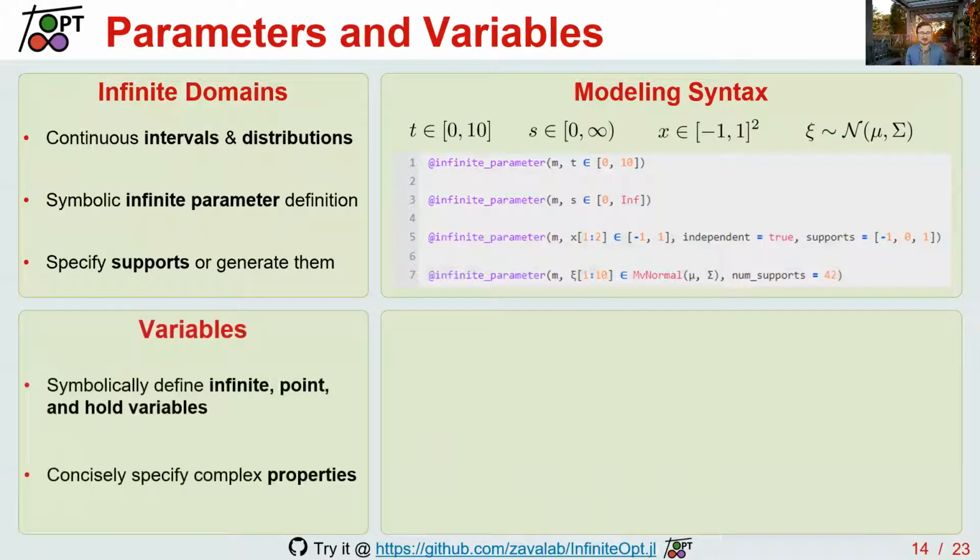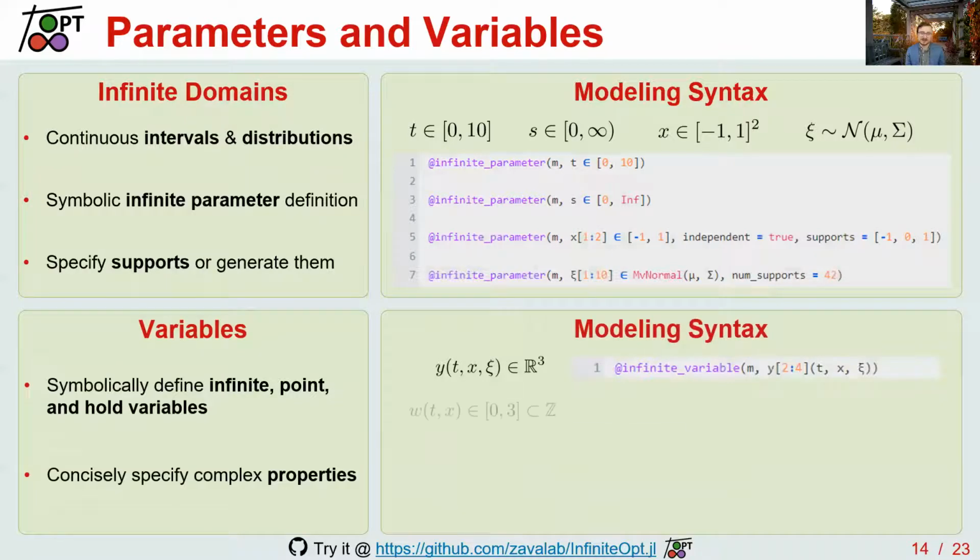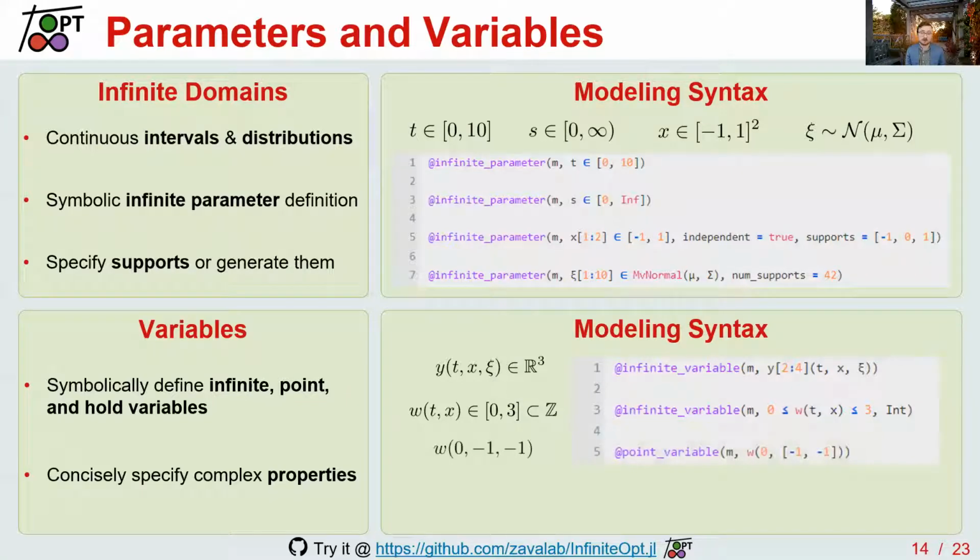We then can define decision variables. So for example, a three-dimensional infinite variable here, or this semi-infinite variable, and point variables, which is, for example, w at a particular point in time and space, and finite variables, which we call hold variables, following a very JuMP-like syntax.